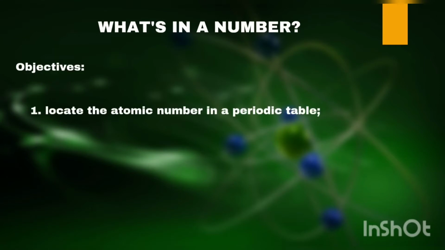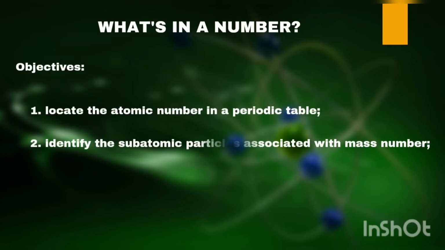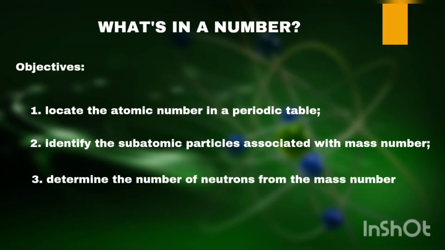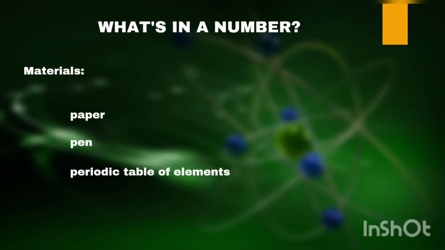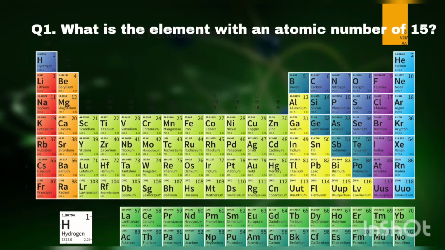At this point, let us have an activity. The objectives of this activity: locate the atomic number in the periodic table, identify the subatomic particles associated with mass number, and determine the number of neutrons from the mass number. Materials that we need: paper, pen, and of course, periodic table of elements. First question. What is the element with an atomic number of 15?